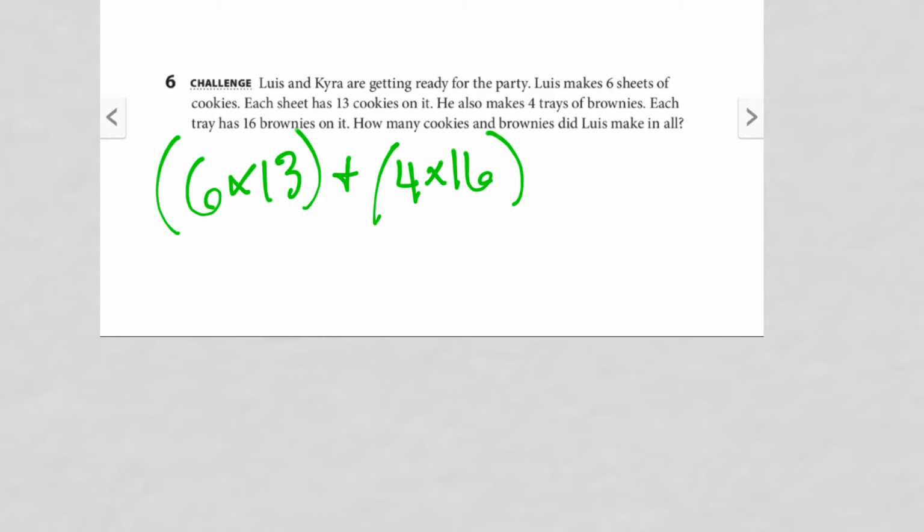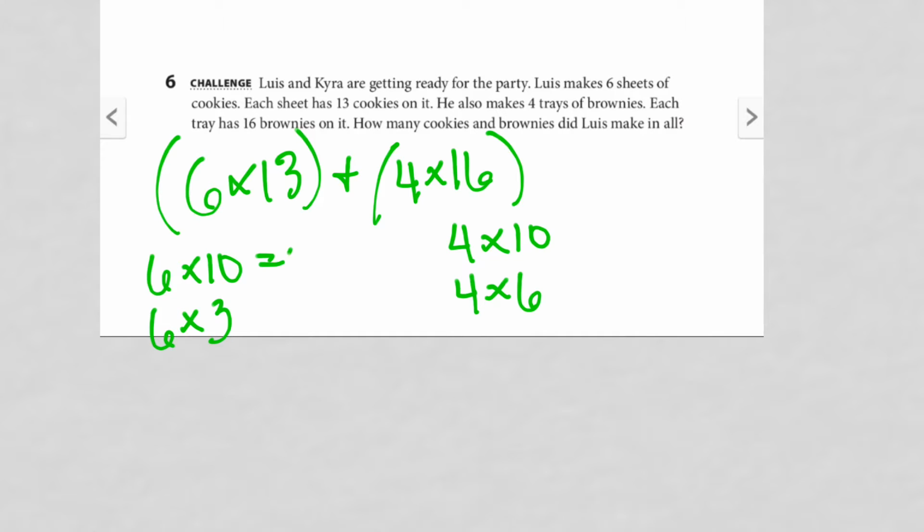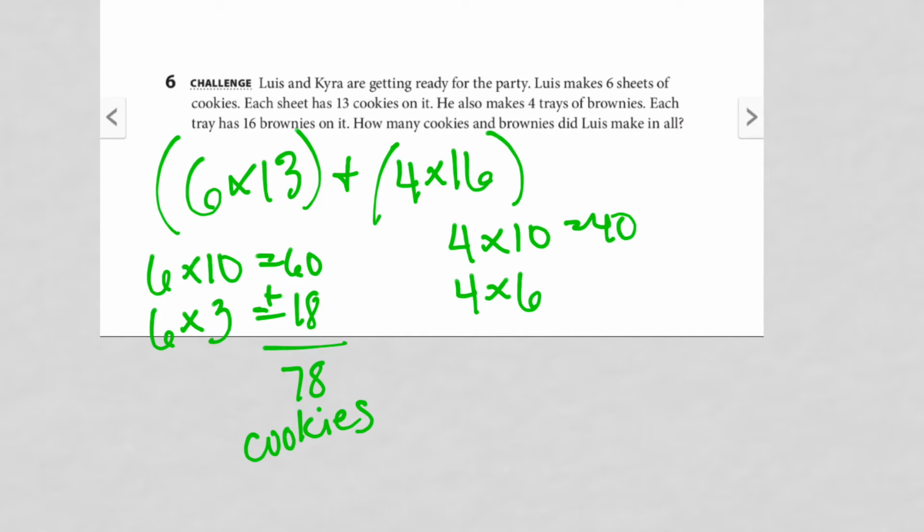So here's where I'm going to break apart this 13, and instead I'm going to say 6 times 10 and 6 times 3. On the other side I'm going to say 4 times 10 and 4 times 6. So when I do my multiplying, and then I add them together, I'm going to get 78 cookies on this side. I'm going to multiply these out, and I get 64 brownies.